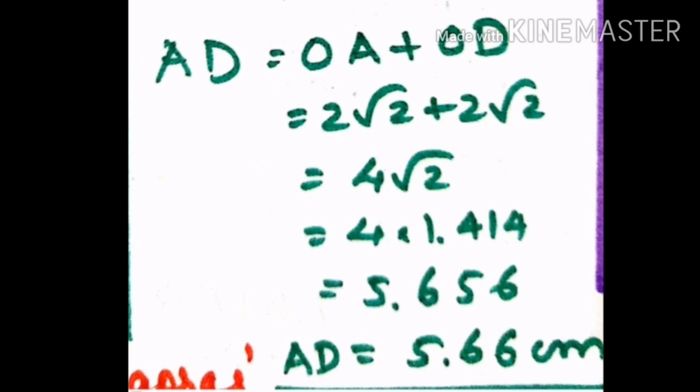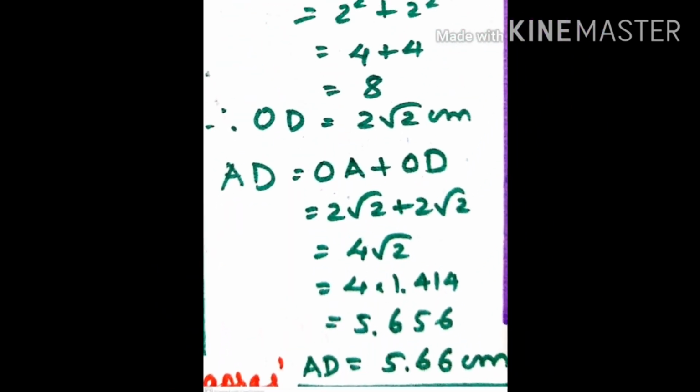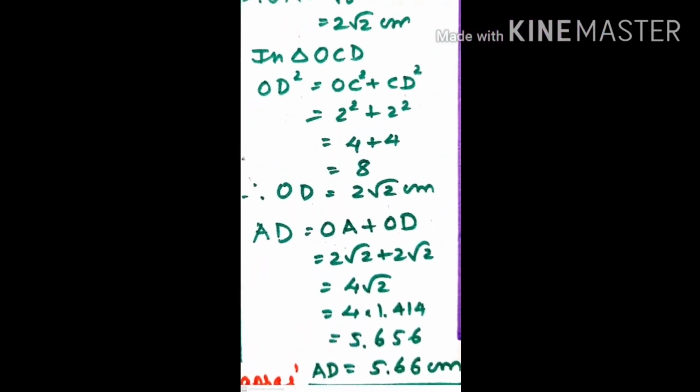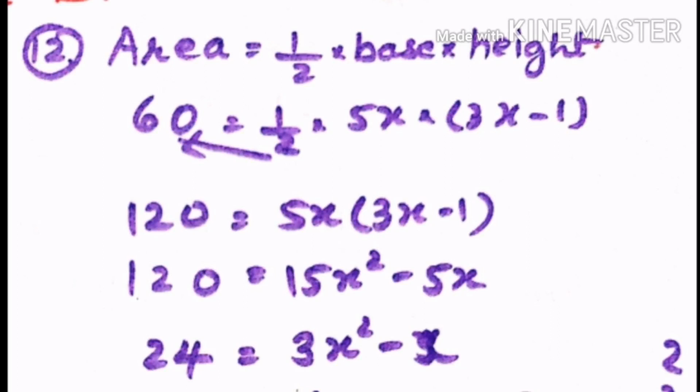Now move on to the next question, question number 12. In this, the sides of a right angle triangle containing the right angle are 5x and 3x minus 1 centimeter. If the area of the triangle is 60 centimeter square, then calculate the lengths of the sides of the triangle. Means you are given two sides and the area.